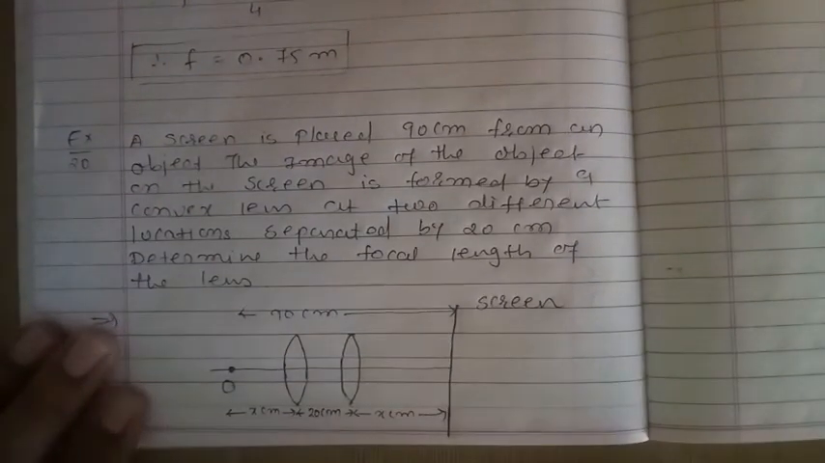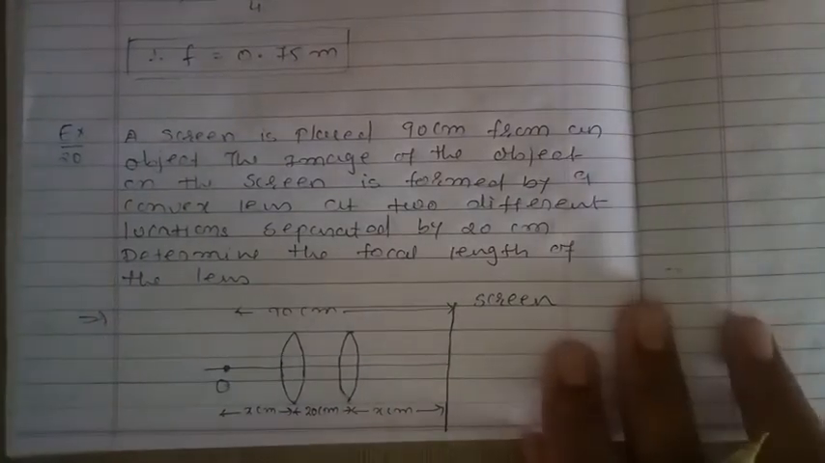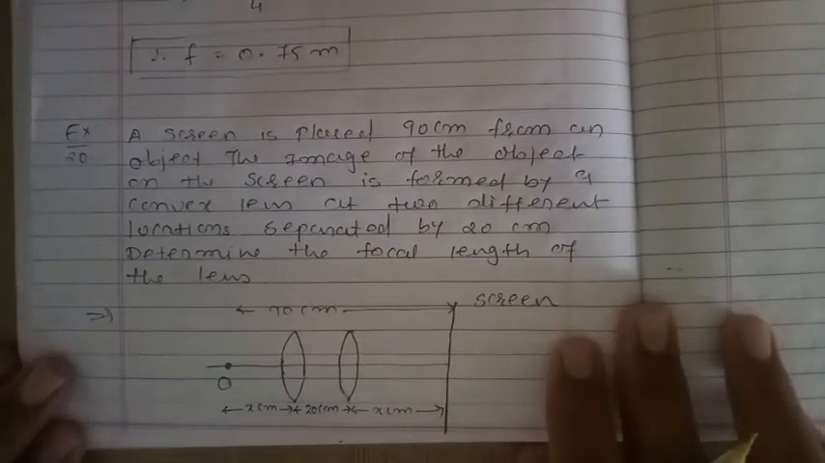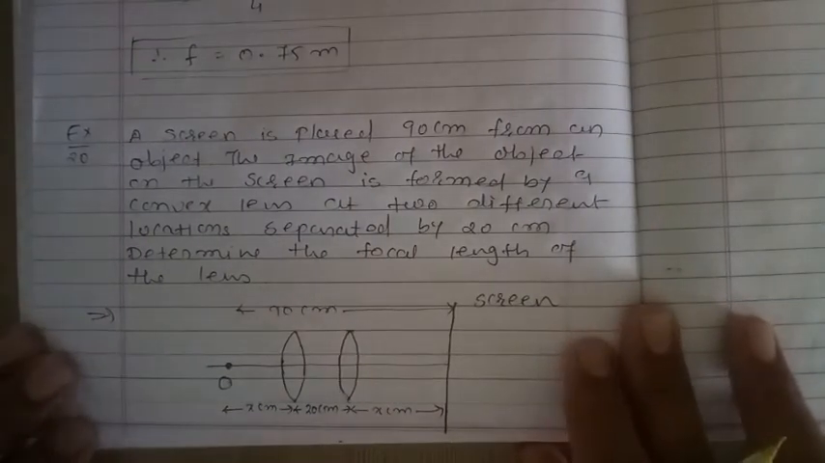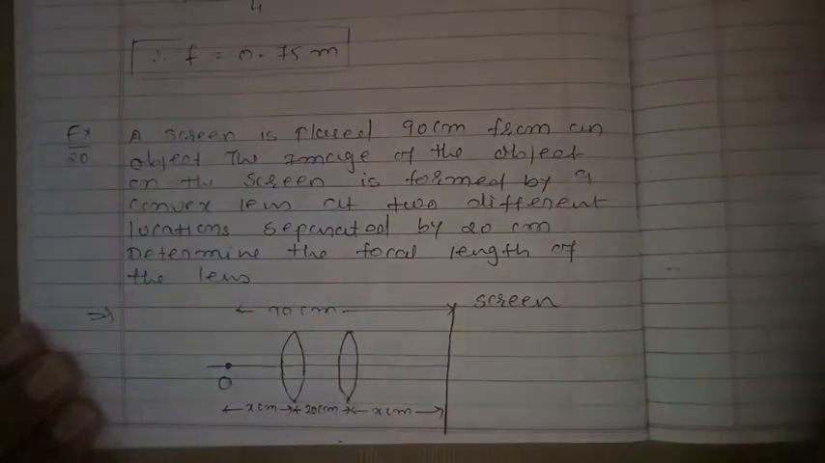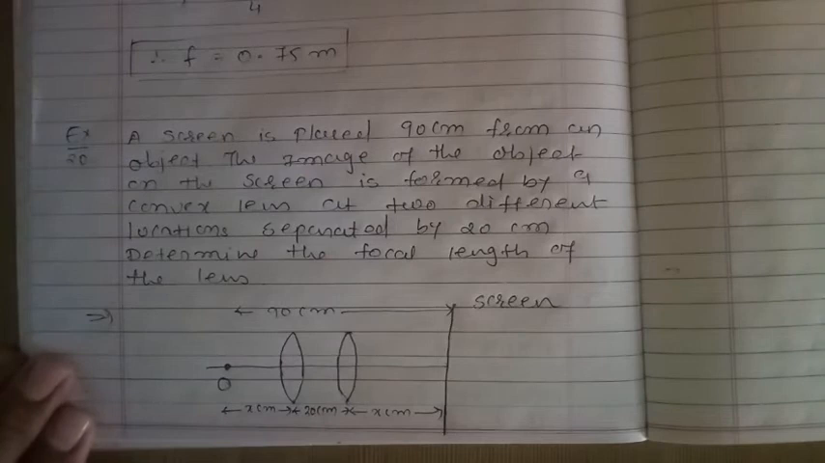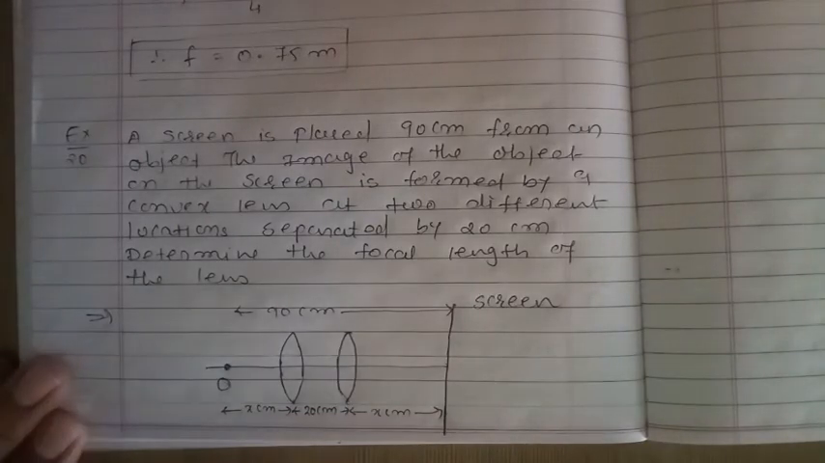So here, friends, we have to find out the focal length, right? We know there is a convex lens. We have to find out the value of focal length, and since a convex lens is given, we can easily use the lens formula. We also know the formula of lens: 1 by v minus 1 by u is equal to 1 by f.